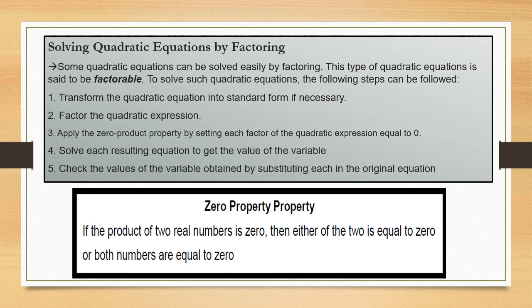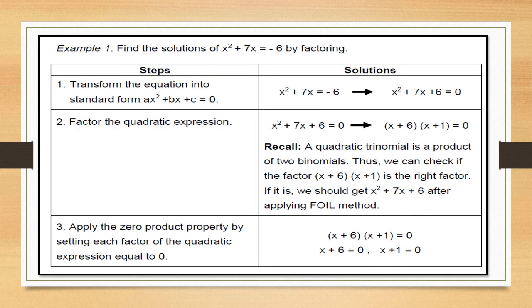The zero product property says that if the product of two real numbers is 0, then either of the two is equal to 0 or both numbers are equal to 0. For example, find the solution of x squared plus 7x equals negative 6 by factoring.